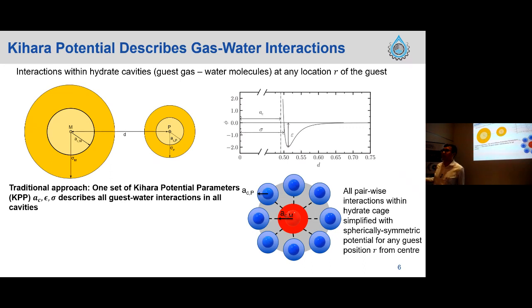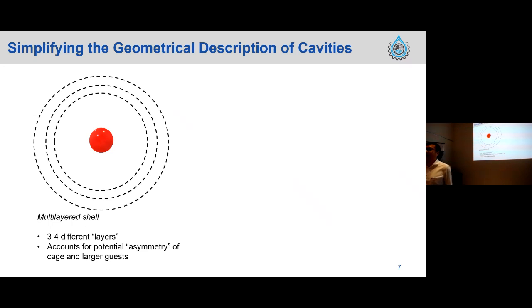But of course, this comes with some drawbacks, because the cavities themselves are not spherical. They're going to be asymmetrical, and the cavity types themselves are also going to have an influence: the shape of the cavity, the size of the cavity, the number of water molecules that make it up. And so, to account for the fact that the gas-water interactions are not going to be the same in the different cavity types, even though we use one set of parameters for each type, over time there has been the development of a concept of a multi-layered shell.